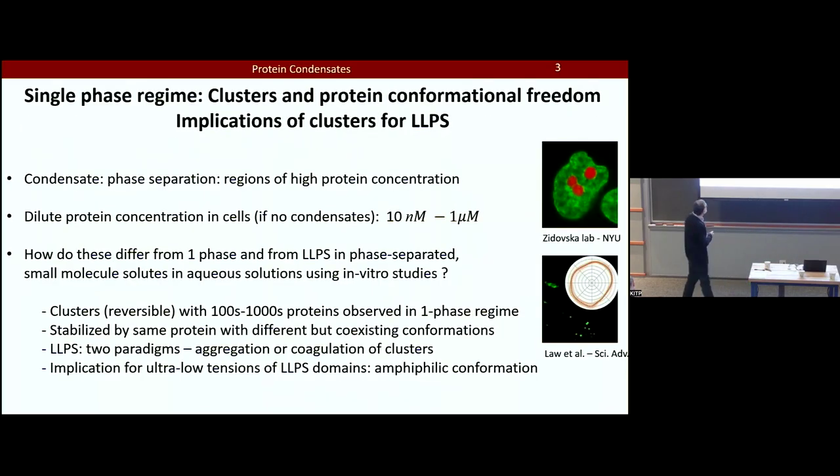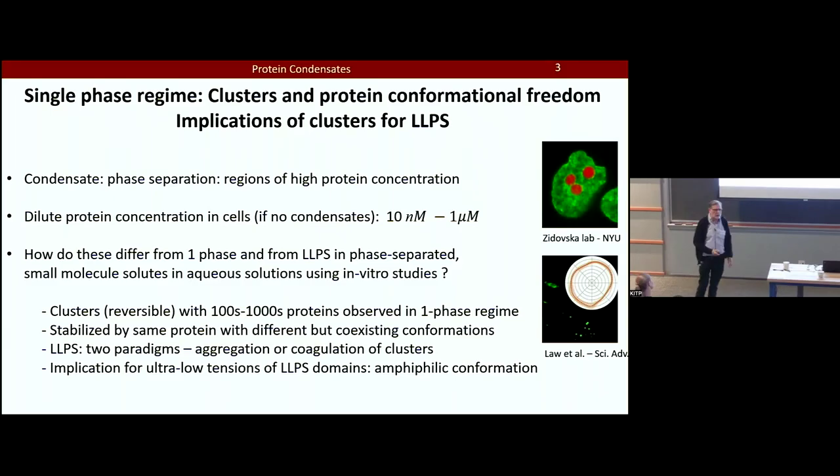Okay, here are condensates, pictures from, is Alexandra here? Oh, okay. I'm going to talk about some of her data later on. The proteins are very dilute. They form condensates. This is all in vitro because of some kind of attractive interaction between the proteins. And then you see these clusters with hundreds to thousands of proteins that are observed in the single phase regime where the system is thought to be macroscopically homogeneous. Why do they happen?